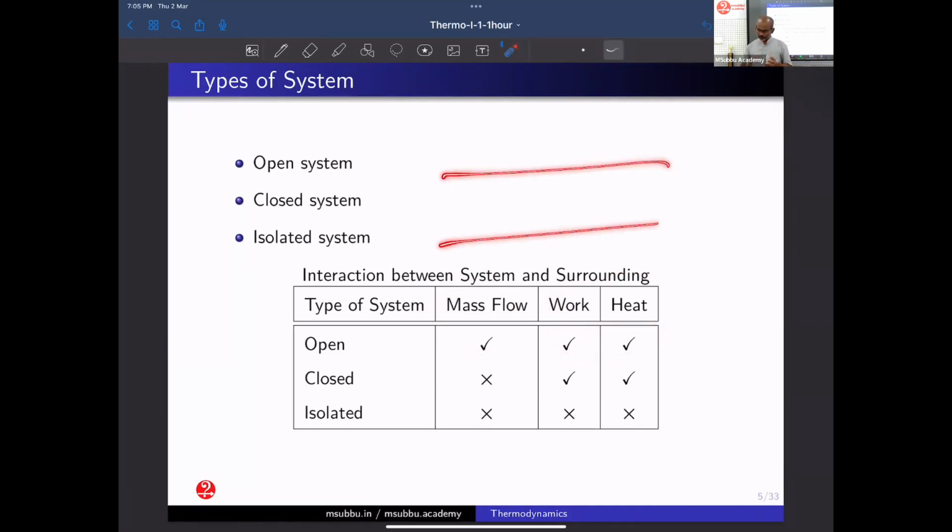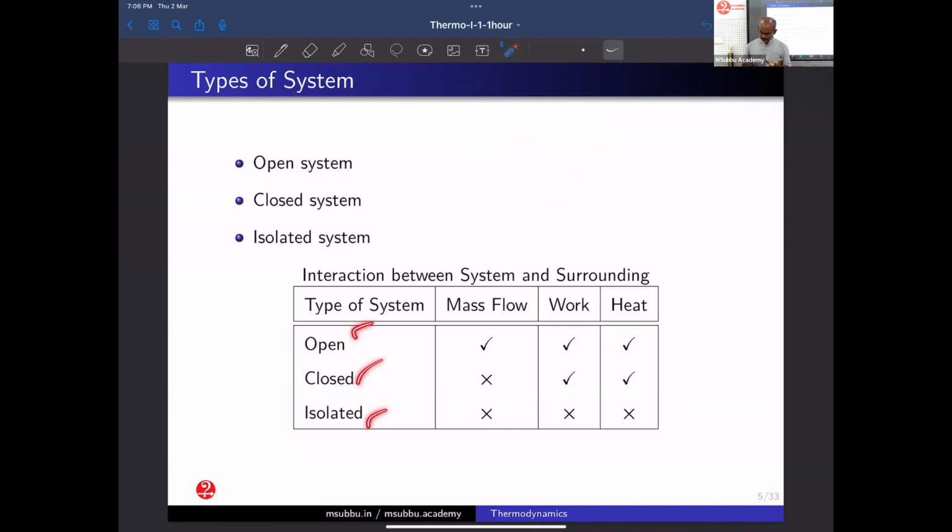Otherwise, what is called a pipeline, where there is a flow. This is a simple, nice example of an open system. And closed system. In the closed system, already there is a mass confined. Only energy interactions are happening in the form of work or heat transfer between the system and surroundings. And an isolated system doesn't allow any kind of transfer. Otherwise, how to consider an isolated system? It's an insulated container, always a rigid and insulated container. In the rigid insulated container, there is no energy interaction between the system and surroundings, and also there is no mass interaction.